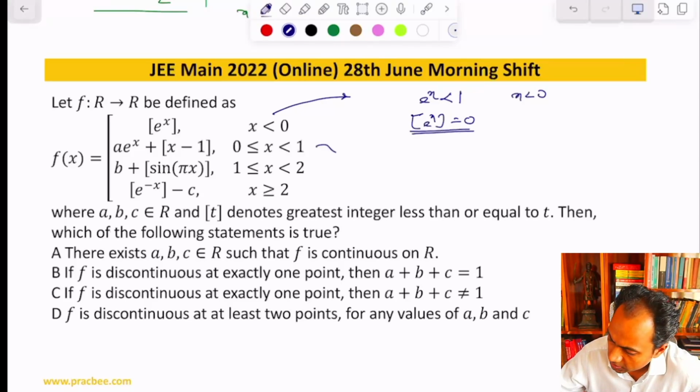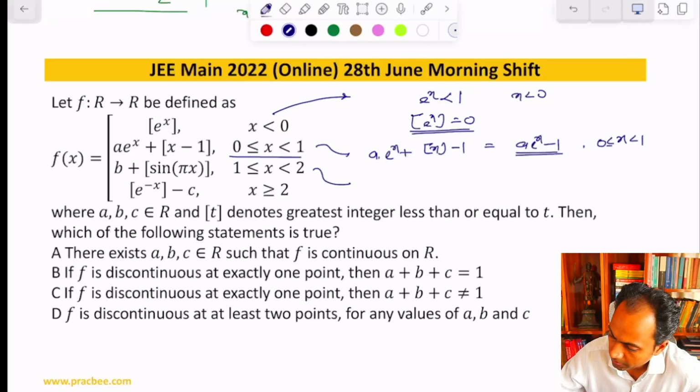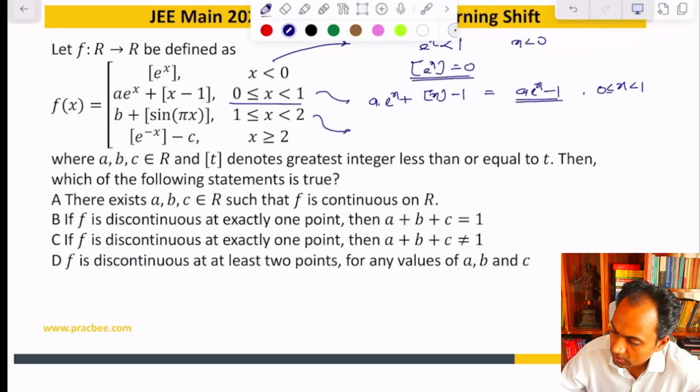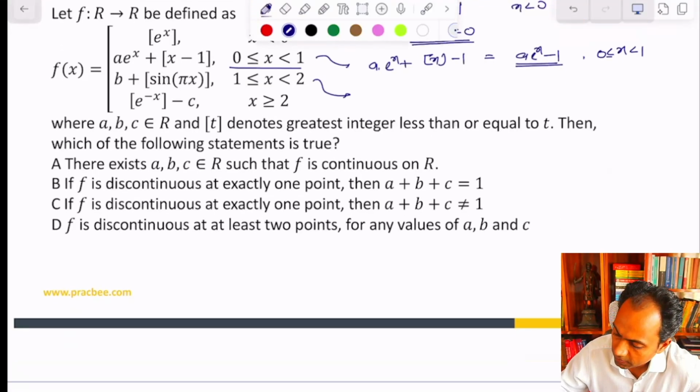Now, if I look into the next part, what it talks about is a into e raised to the power x plus greatest integer function of x minus 1. I can take minus 1 outside. And we are looking for values between 0 and 1. So again, this can also be analyzed and written. The greatest integer function becomes 0, a e raised to the power x minus 1 for values of x between 0 and 1. If I look into the third part, it talks about sine pi x. Now, if you look into the graph of sine pi x, how does it look like? So sine pi x, the period is going to be 2.